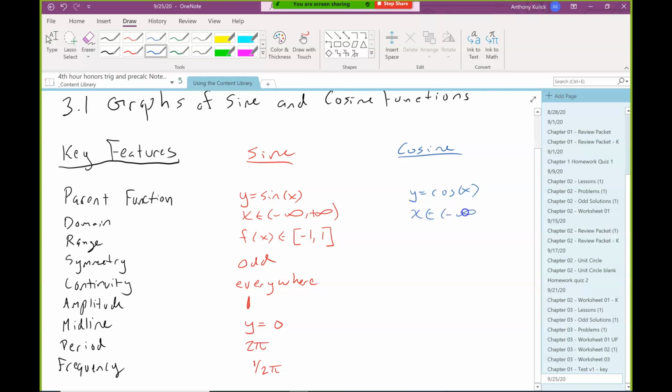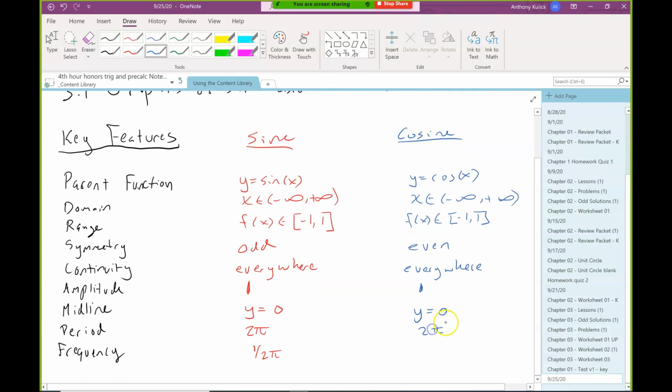So the parent function for cosine is just y equals cosine x. The domain is still all real numbers. The range is still -1 to +1. A cosine function has even symmetry. It's symmetric about the y-axis. It is also everywhere continuous. Its amplitude is 1. Its midline is y equals 0. Its period is 2 pi. And its frequency is 1 over 2 pi.